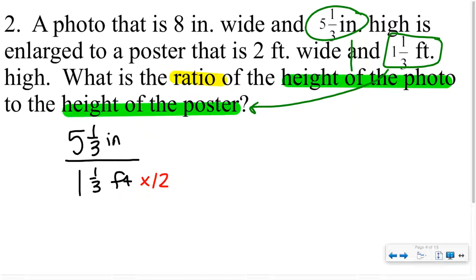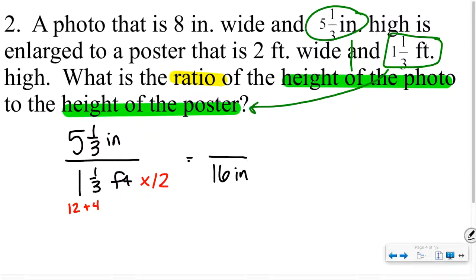If I have 1 foot, how many inches is that? 12 inches. And then I have a third of a foot. So what's a third of 12? 4 inches. So it's really like saying 12 plus 4. So that would give me how many inches on there? 16 inches. 1 1/3 times 12 would be 16.